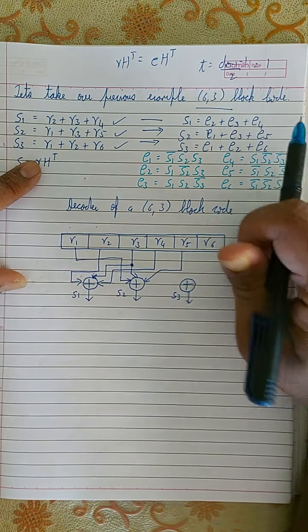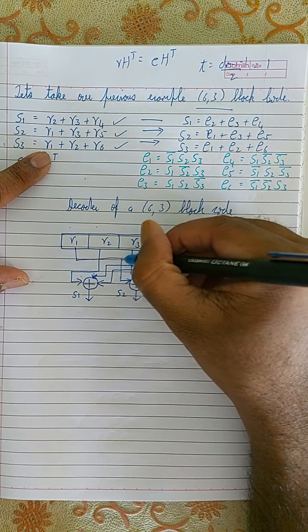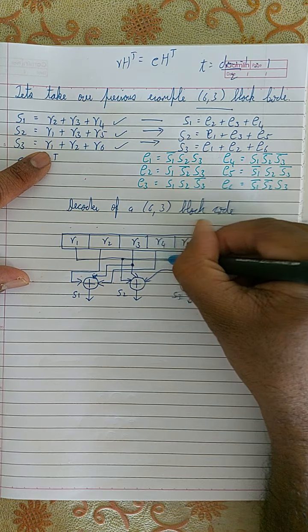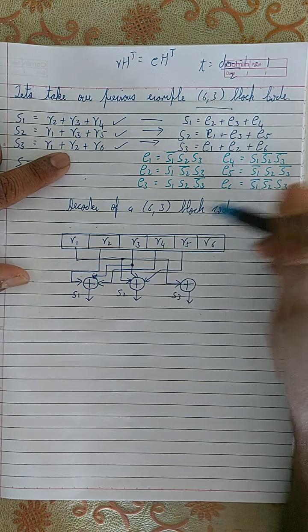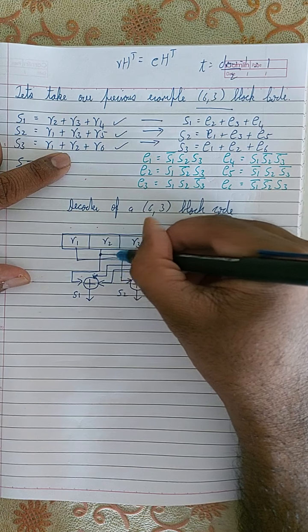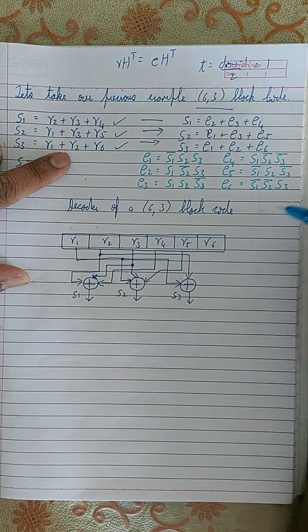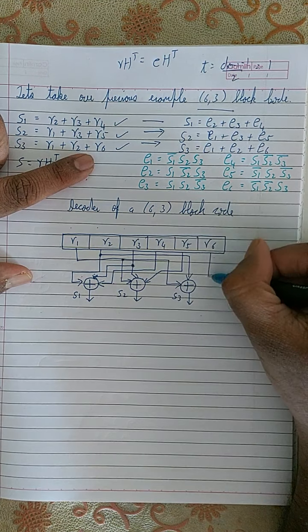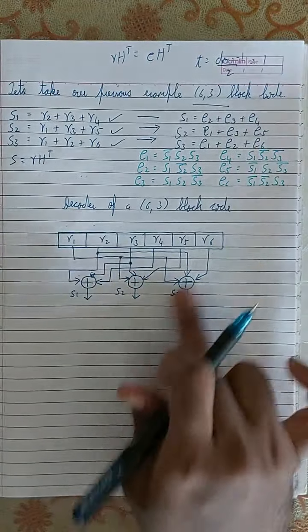Now what is the equation for S3? S3 is R1, R2 and R6. So let me take R1 from here. This is R1. R2, where is R2? It's over here, right? I'll take it from here, and plus XOR R6. This is R6. See, so I have drawn this.